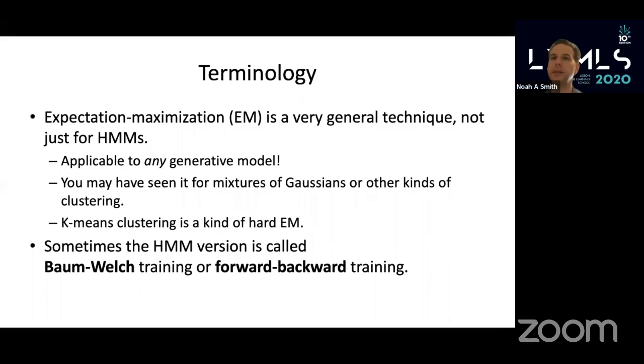Okay, stepping back a little bit, I presented to you the EM algorithm as applied to hidden Markov models. But in fact, EM is an incredibly general technique. It was originally introduced in the 60s for HMMs by Baum and Welch, and it was for a long time called Baum-Welch training in that case, or forward-backward training for the obvious reason, it uses the forward-backward algorithm. But anytime you have a generative model of your data, you can apply EM. And very often people that I've taught in this lecture or in other NLP classes have seen the EM algorithm applied to mixtures of Gaussians or other kinds of clustering models.